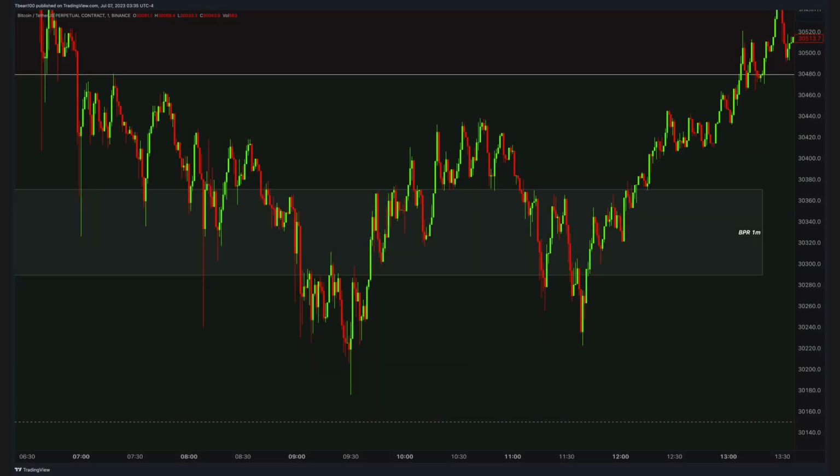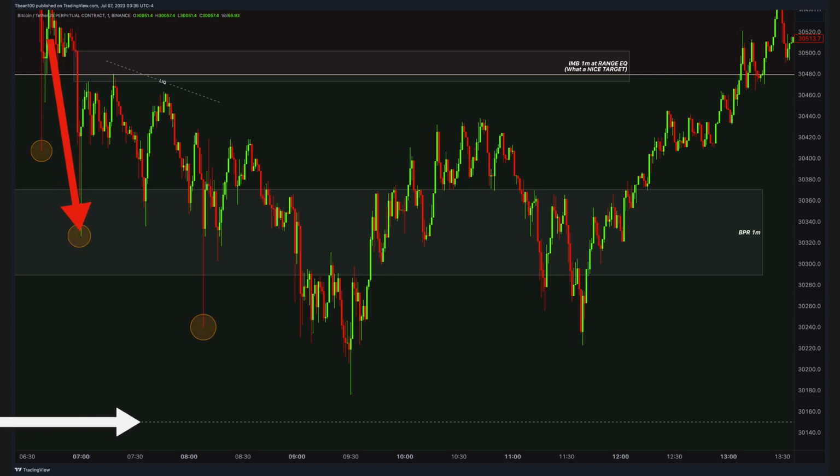Let's see what really happened here and how I decided on an entry. Once I noticed this nice imbalance above, right at the range EQ point, I knew that I had a very clear target here with the liquidity. Then I observed past price action, what really happened there. Notice how the price was in a powerful downtrend.